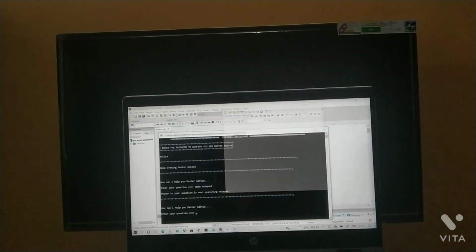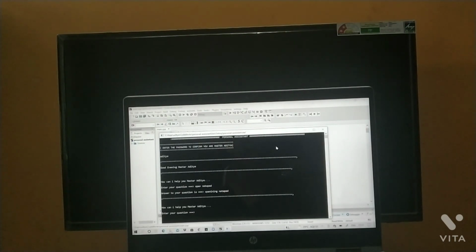So I hope that you are able to get a feel of the speech synthesizer.